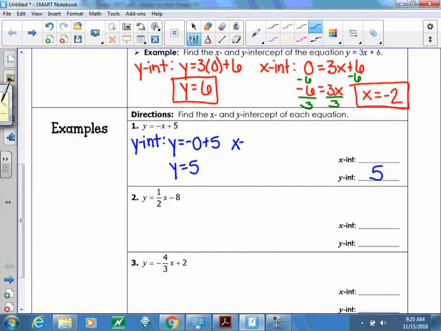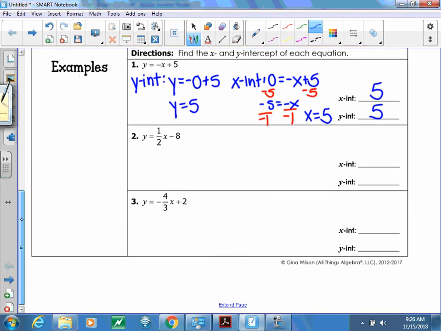To find our x-intercept, we're going to set y equal to 0. So 0 is equal to negative x plus 5. If I subtract 5 from both sides, I get that negative 5 is equal to negative x, and divide by negative 1. And here we get that x is equal to positive 5. So both your x and y-intercept are both 5 for that example.